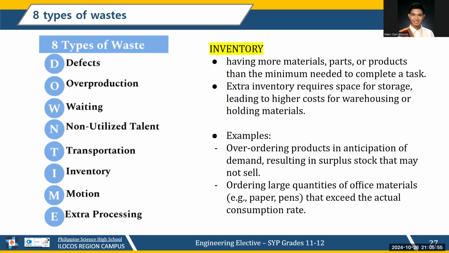I is for inventory. Inventory is having more materials, parts, or products than the minimum needed to complete a task. Extra inventory requires space for storage, therefore leading to higher cost for warehousing or holding materials. An example of this, number one, is over-ordering products in anticipation of demand, resulting in surplus stock that may not sell, or ordering large quantities of office material that exceed the actual consumption rate.